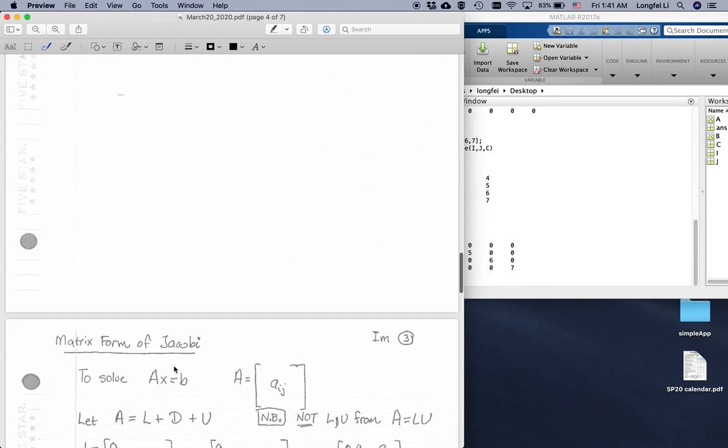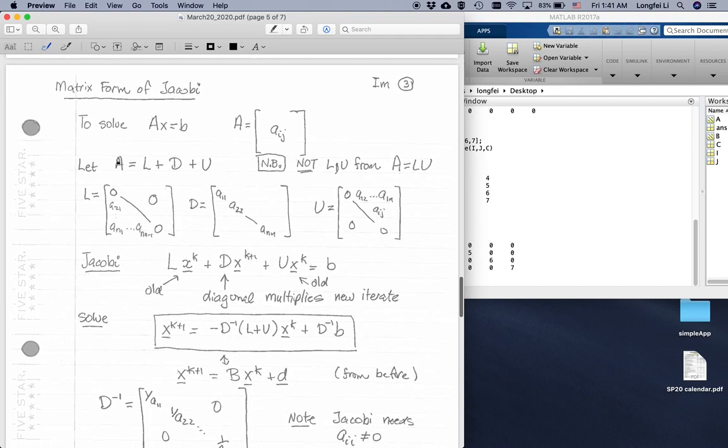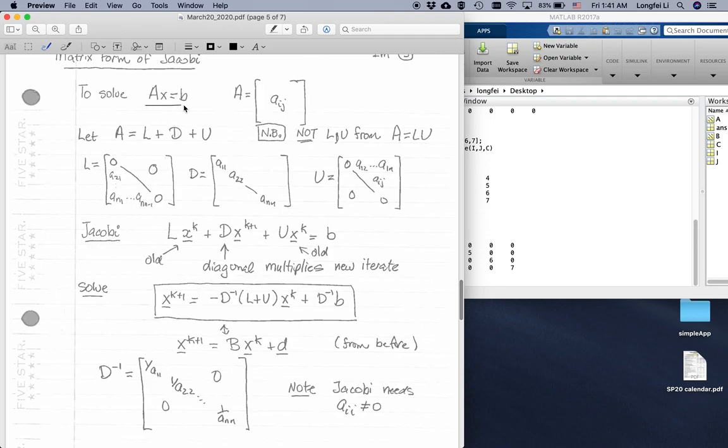So if we write the Jacobi iteration method in matrix form, we're going to solve this system Ax equals b, where my A is a matrix Aij. Now we're going to decompose it into 3 parts: L, D, U. Here this LU is not the LU in the LU factorization. I need to point this out, this is not the LU factorization.